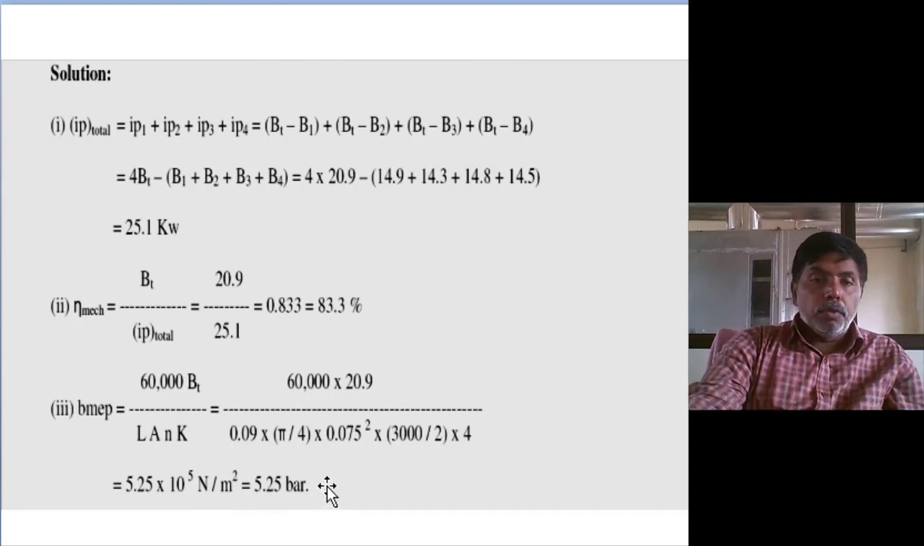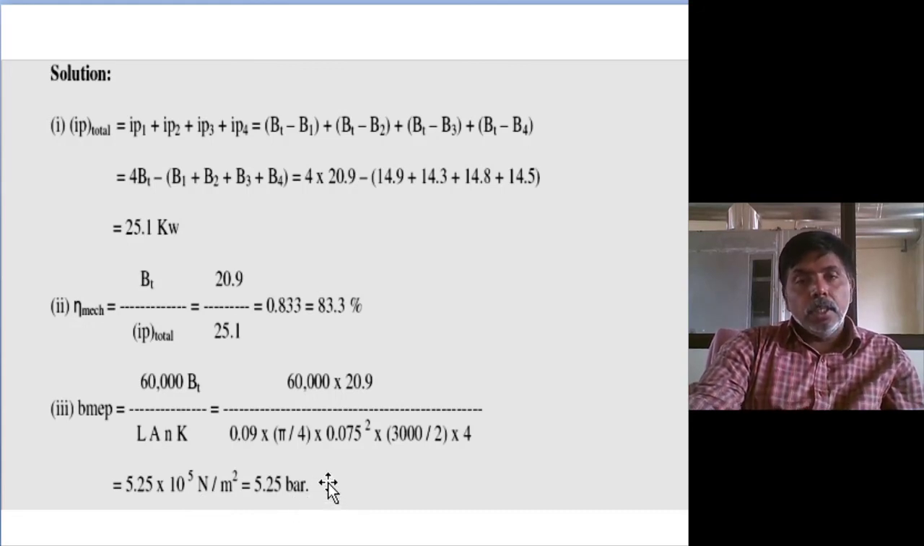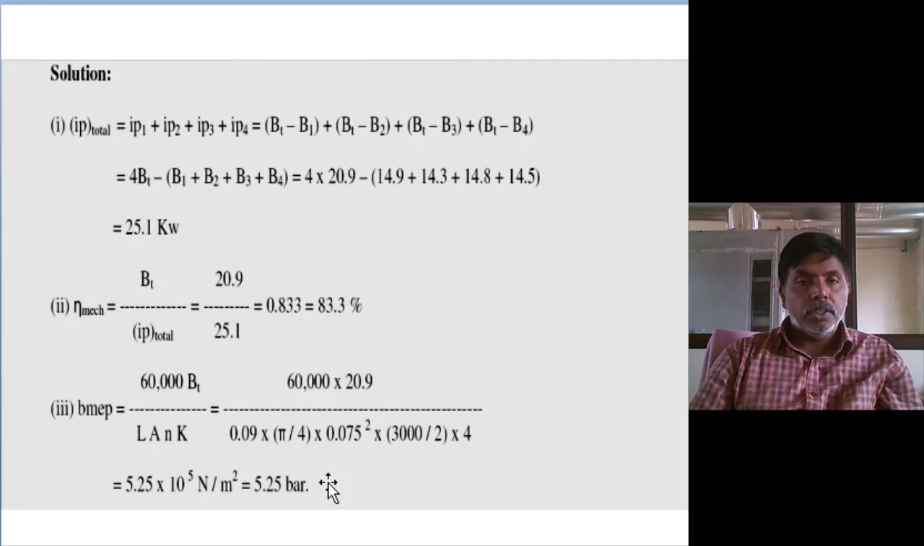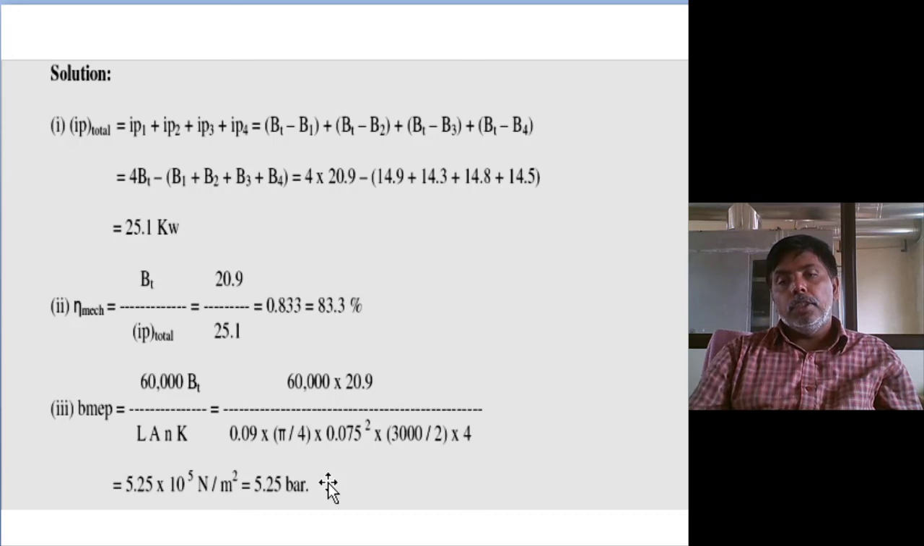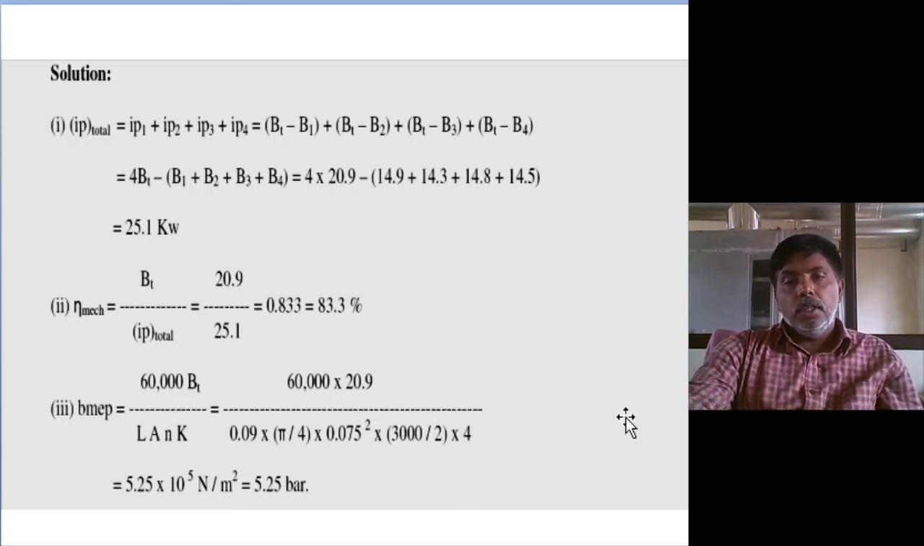Okay, so with this we are ending the session. Tomorrow I will solve 2 more problems, and I will also revise the definitions and basic equations for measurement of the different efficiencies. Okay, with this I am ending the session.